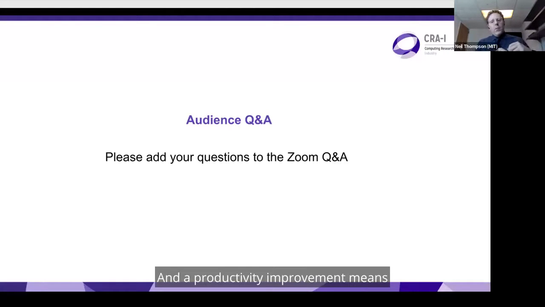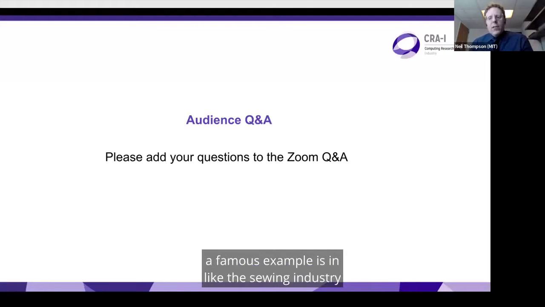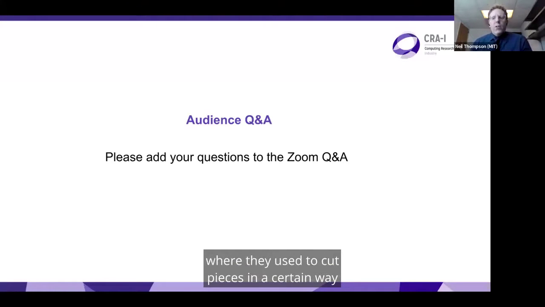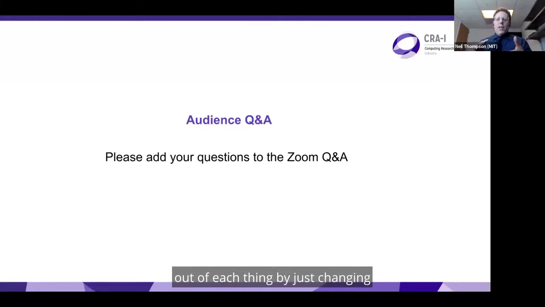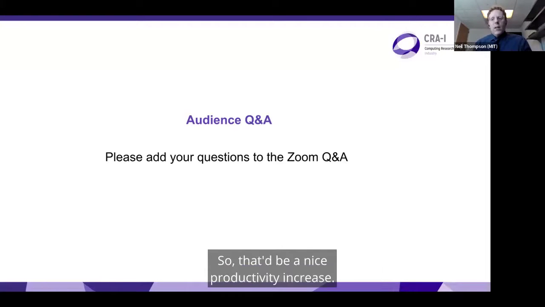And a productivity improvement means I give you the same number of inputs and you get more output, right? A famous example is in the sewing industry, where they used to cut pieces in a certain way, and then they got computers to do automated design, and they realized they could get a whole bunch more out of each thing by just changing the orientation on the fabric. And so they just got more clothing for the same amount of fabric, right? So that would be a nice productivity increase.